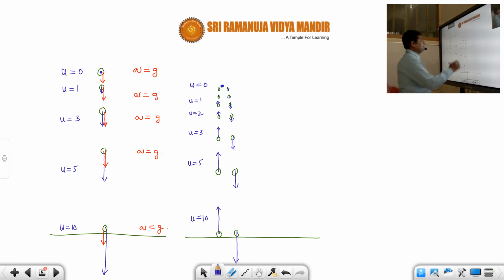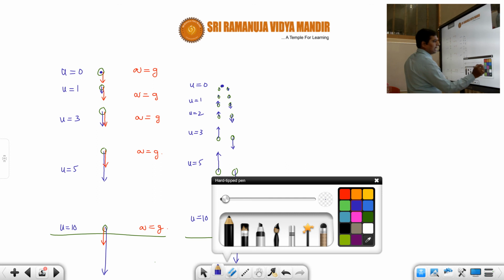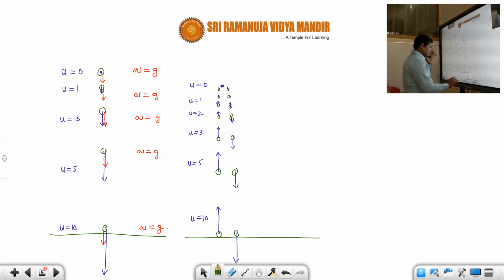As it is going downwards, its speed is decreasing. That is what I am trying to teach, students. Okay. But if you are asked to draw the acceleration, students, suppose you are asked to draw the acceleration.